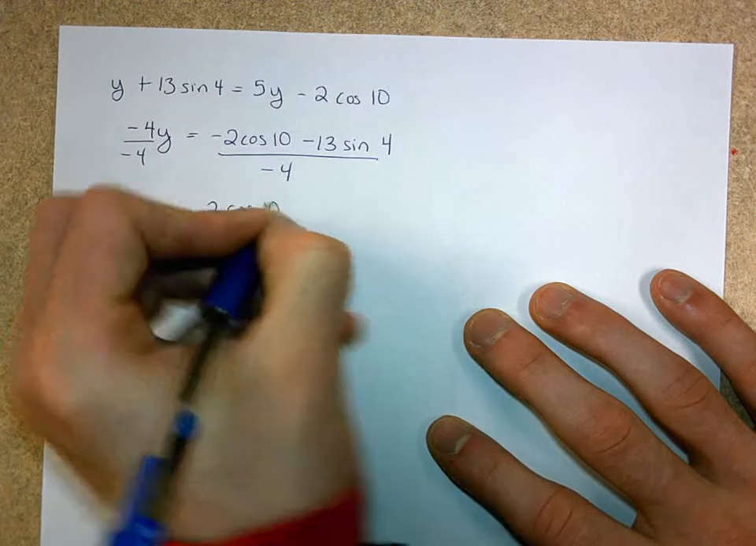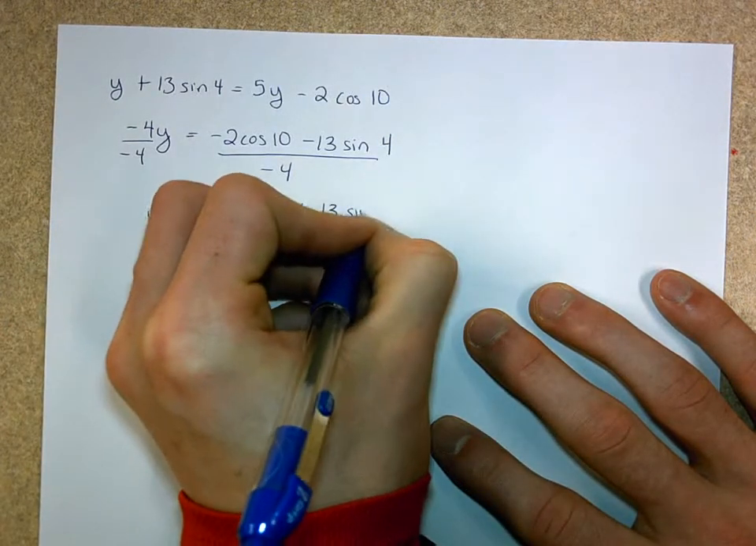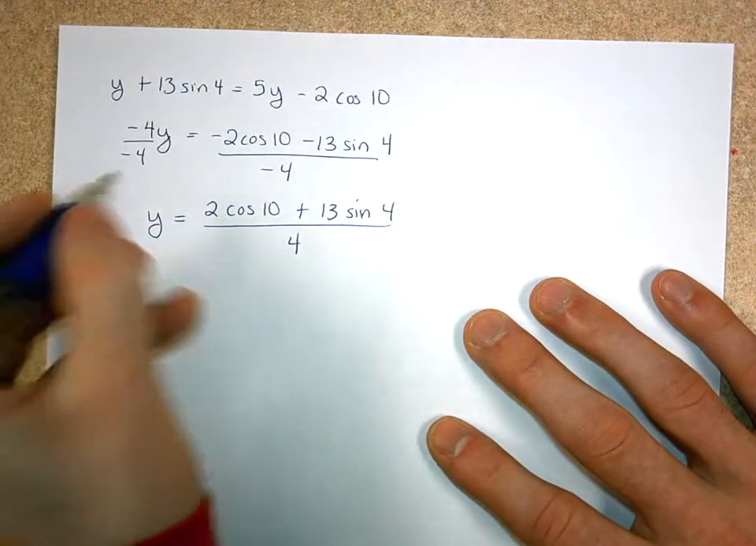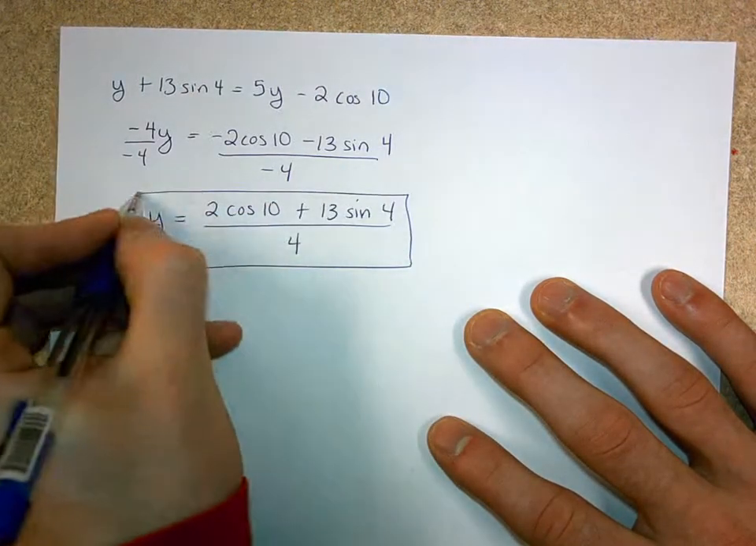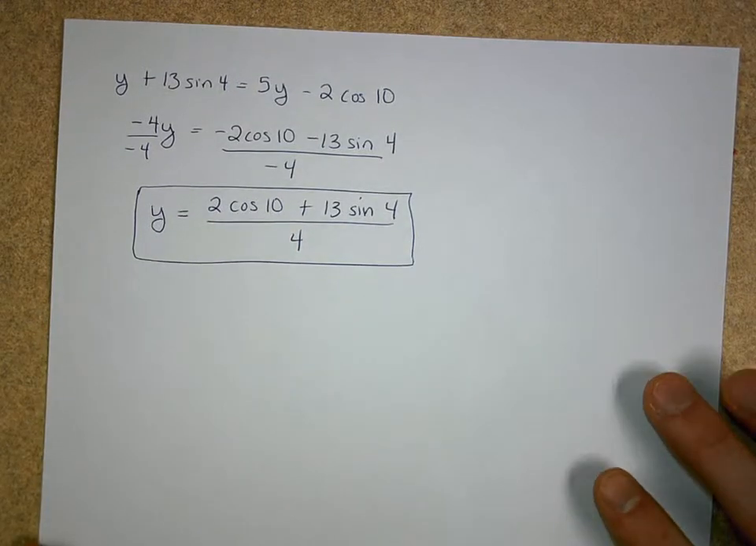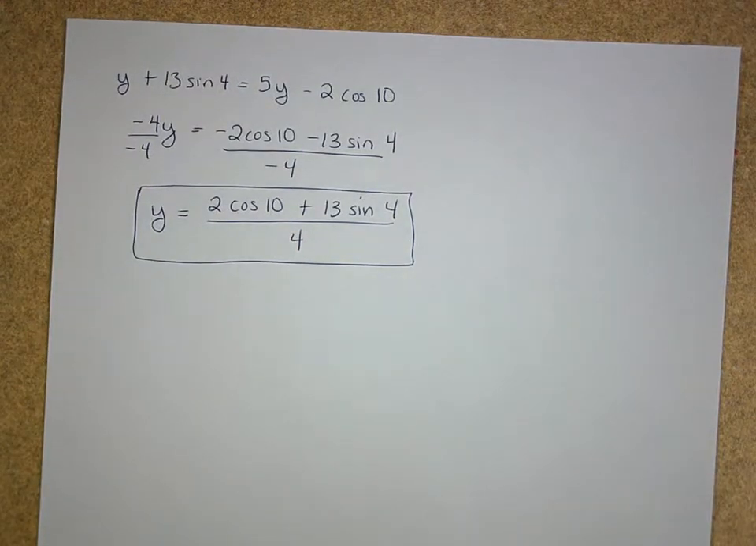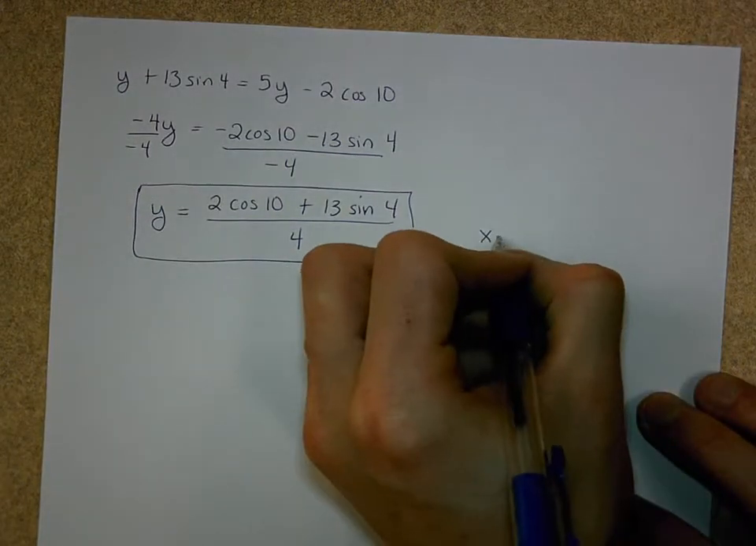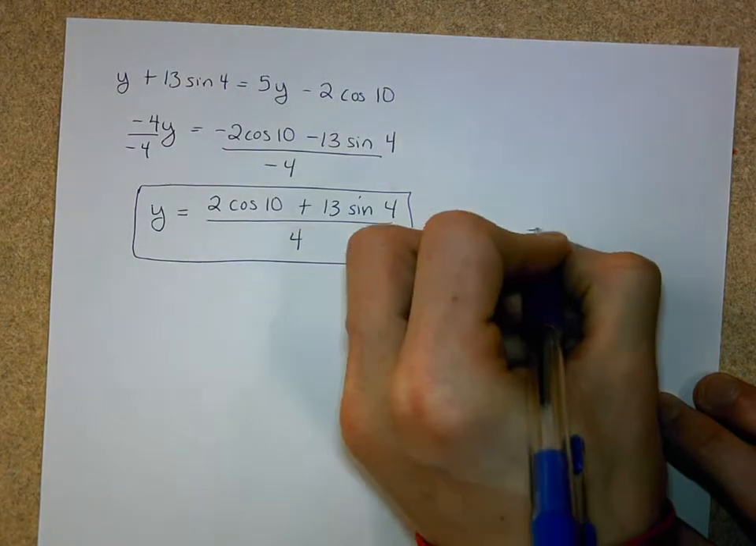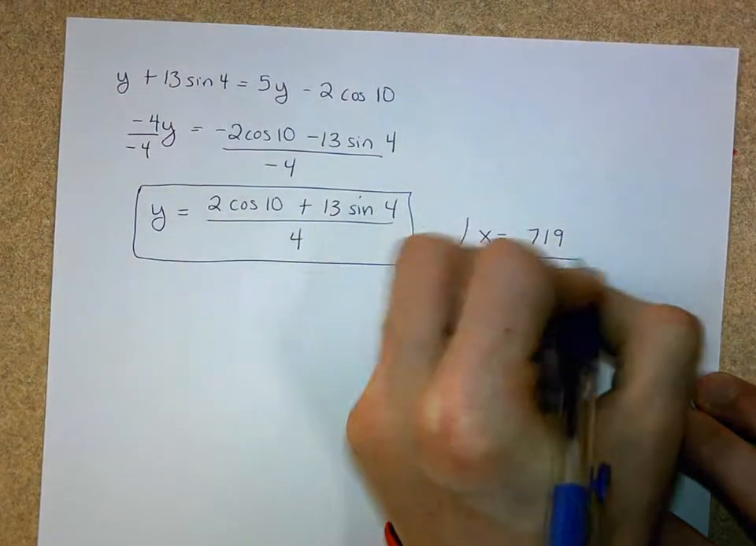So 2 cosine of 10 plus 13 sine of 4 all over 4. And that is my simplified answer. I cannot simplify the 10 and the 4 inside of sine and cosine because those are inside the trig functions. And if I plug that into my calculator to get a rounded answer, that ends up being 0.719.